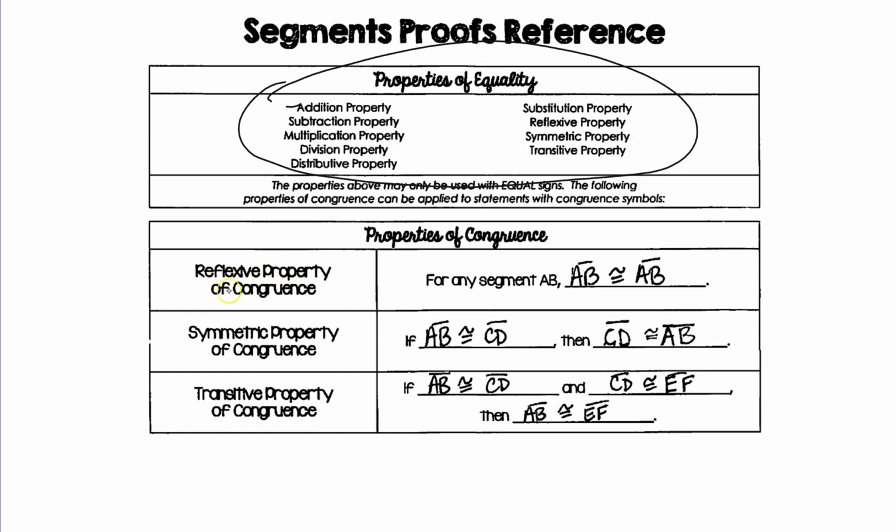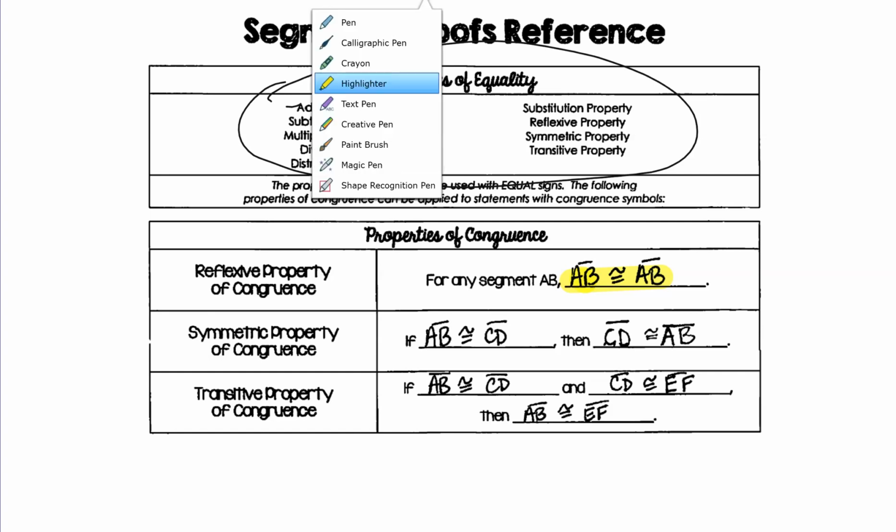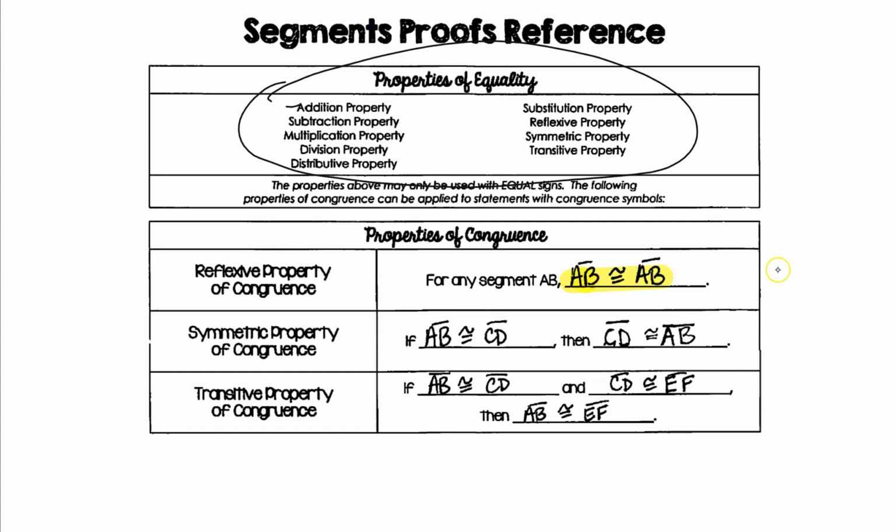The first one is the reflexive property of congruence. This says for any segment AB, segment AB is congruent to segment AB, right? Reflexive. That's the one that we saw where we wound up with having 2 equals 2 or x equals x. That is the reflexive property.